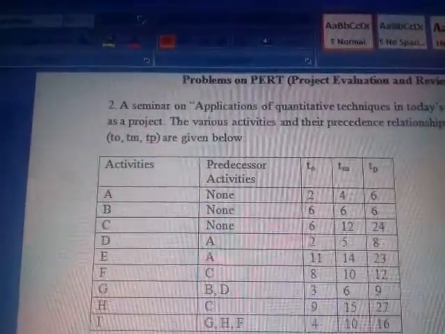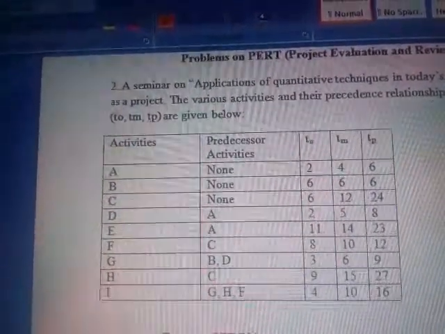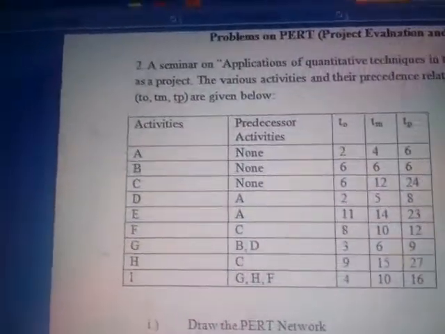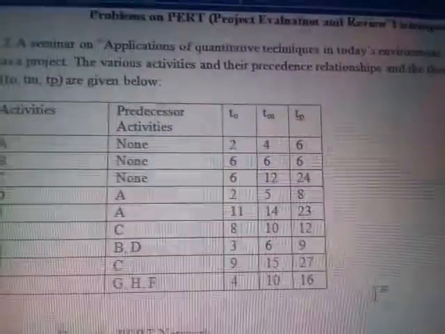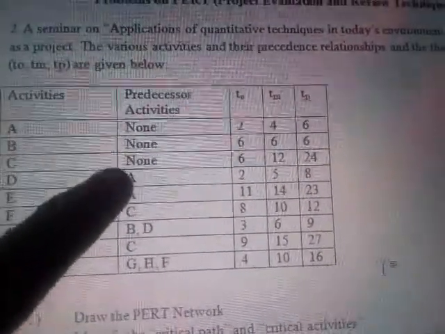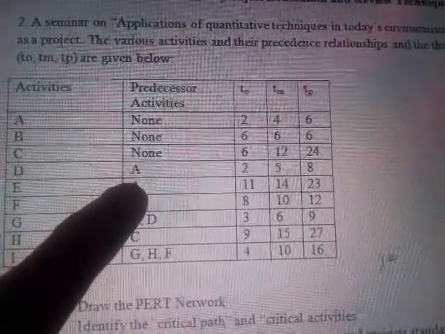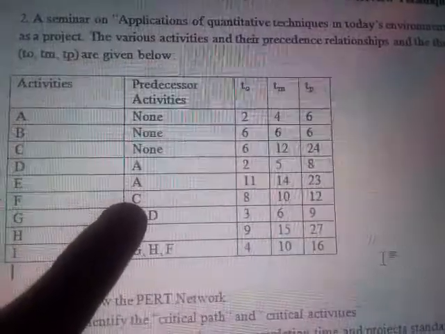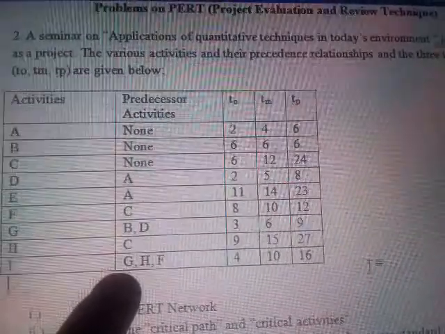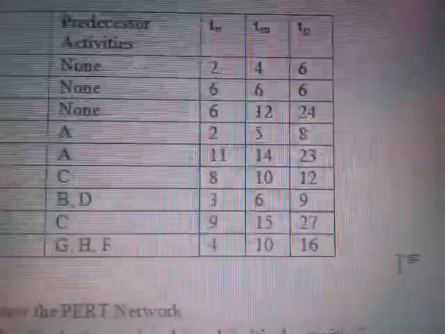A seminar on application of quantitative technique in today's environment is conceived as a project. The various activities and the precedence relationships and the 3 time estimates, T naught, TM, TP, are given below. Activities A to I are given. For the first three activities the predecessor is none, in the sense there is no activity at all. The next has predecessor A, another also has predecessor A, then C, then B comma D, then C, then G, H, F. And the 3 times are given as T naught, TM, TP.